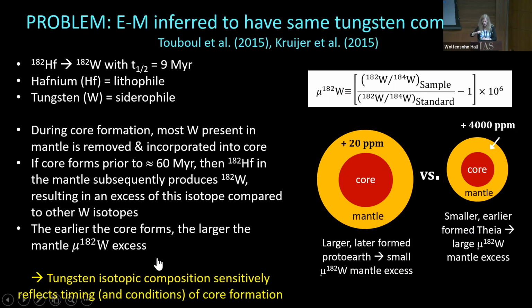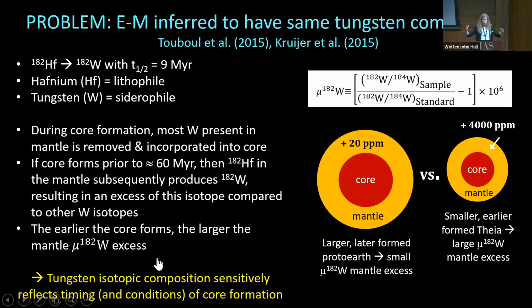And this relates to the isotopic composition of the Earth and Moon in tungsten. So there's a very interesting system of hafnium-tungsten that's used to date core formation. In the early solar system, there was a particular isotope of hafnium, 182 hafnium, that decayed to 182 tungsten with a half-life of about 9 million years. Hafnium is lithophile. That means it tends to stay in the mantle of a planet. And tungsten is a moderate siderophile. And that means as a metallic core in a planet forms, most of the tungsten present at the time will be incorporated into the core.